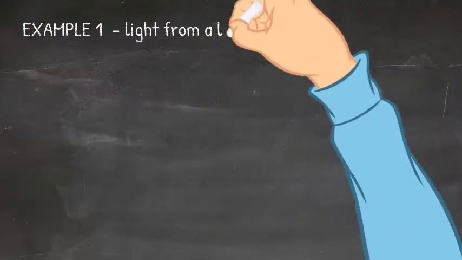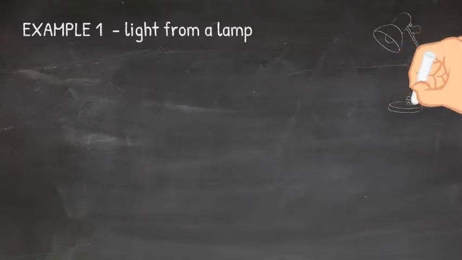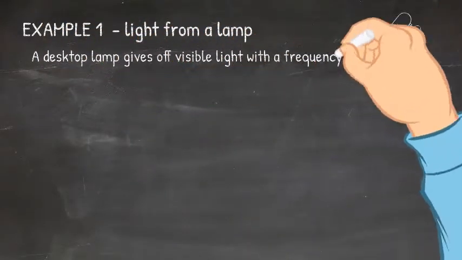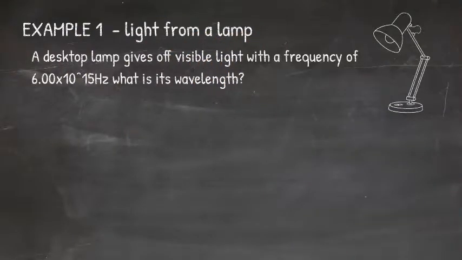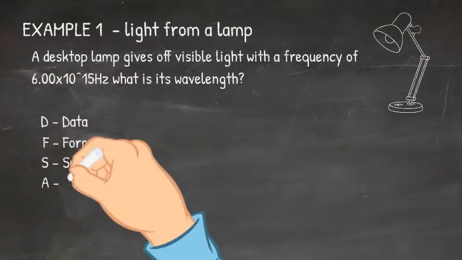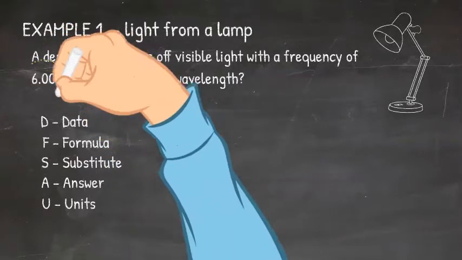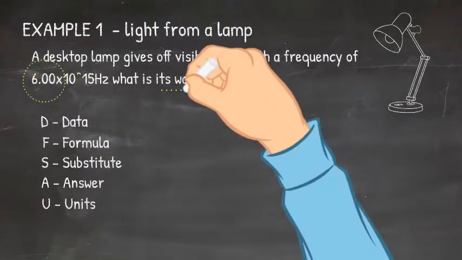So let's look at an example question, light from a lamp. Imagine a desktop lamp gives off visible light with a frequency of 6 times 10 to the 15 Hz. What is its wavelength? Now, if we use the data, formula, substitute, answer and units method, we can circle the data in the question and underline what it is asking us to calculate.